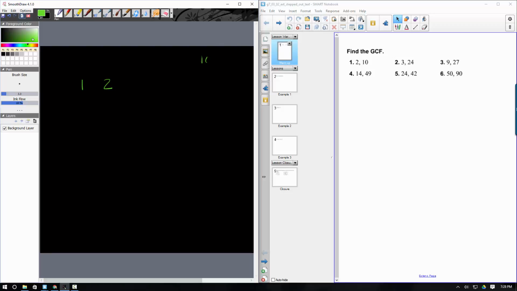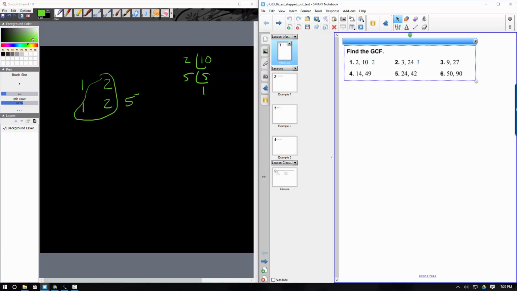So I'm going to go through here and put a 10 down. And I can take out a 2, and then a 5, and a 1. So for this one, it would be 1, 2, and 5. The greatest common factor that they have will be this 2 here. So if I take a 2 out of both of these, I would have 1 and 5.